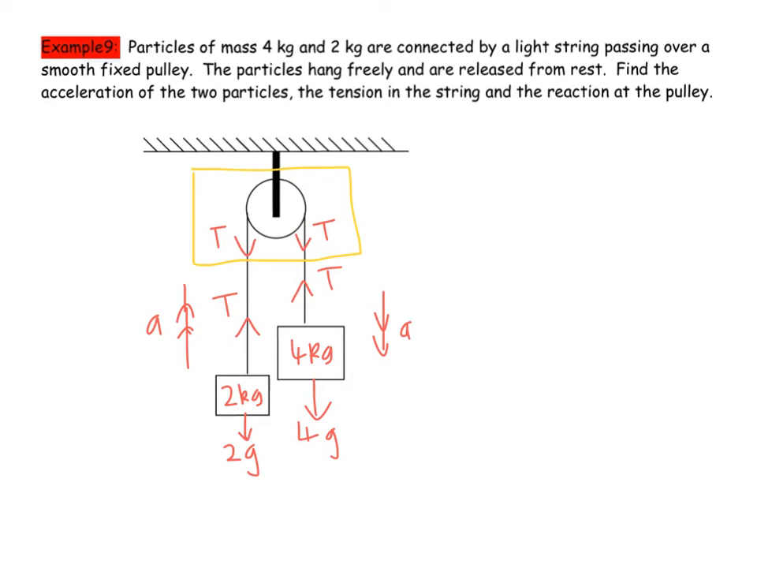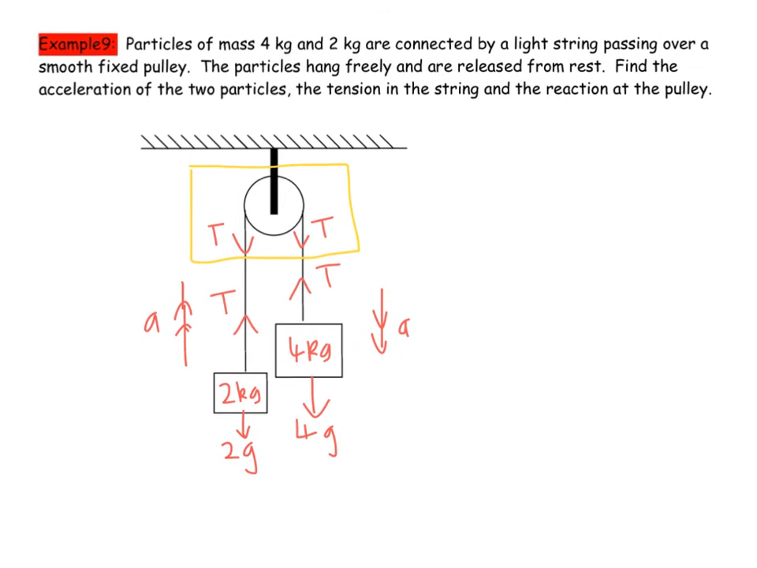So if we consider the 2 kilogram force, we would have acceleration there. So we can use F equals ma. The net force there is going upwards, so the upward force is T, minus the downward force, which is 2g. And that equals the mass, which is 2, times acceleration a. So that was going upwards with the 2 kilogram. That's what we're considering there.